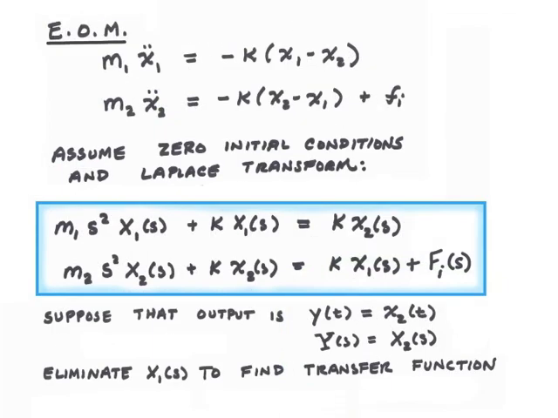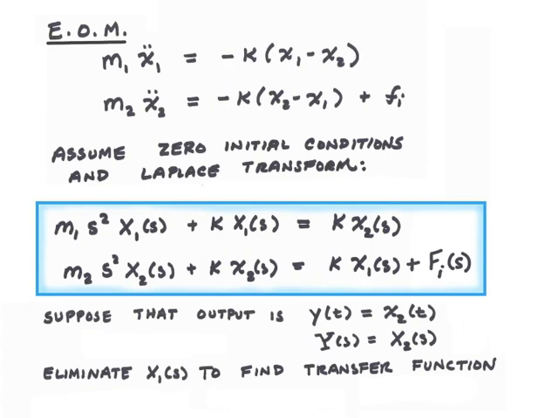Summarizing these results, my equations of motion for the two masses are: for mass m1, it is m1 x1 double dot equals minus k times the quantity x1 minus x2. And for mass m2, it is m2 x2 double dot equals minus k times the quantity x2 minus x1 plus the input force Fi. Now we'll find the transfer functions. We'll assume zero initial conditions, and we'll Laplace transform these two equations.